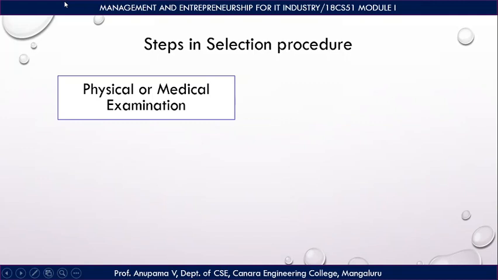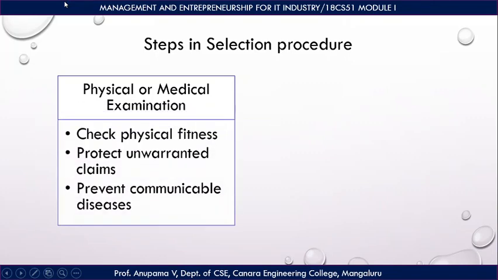Fifth step in selection procedure is physical or medical examination. The objective of physical or medical examination is to check the physical fitness of the applicant for the job applied for, to protect the company against unwarranted claims for compensation under certain legislative enactments such as Workers' Compensation Act, etc. To prevent communicable diseases from entering the business concern is also one of the objectives of physical or medical examination.